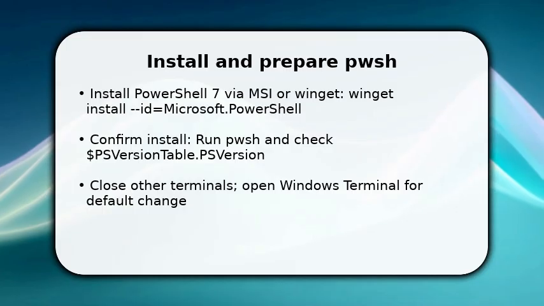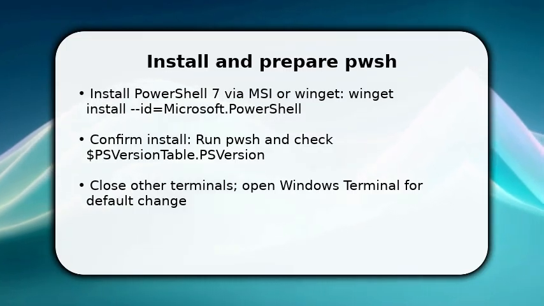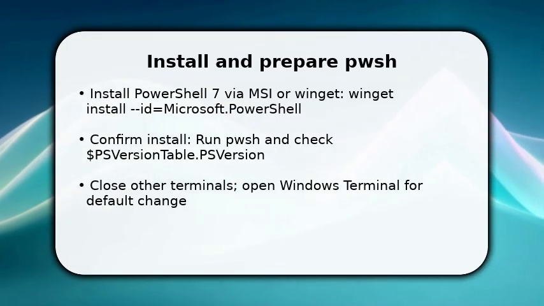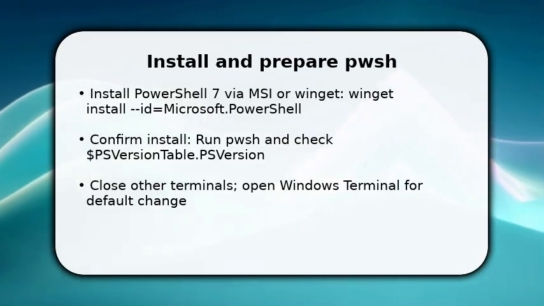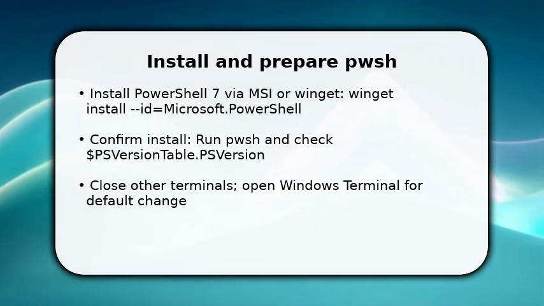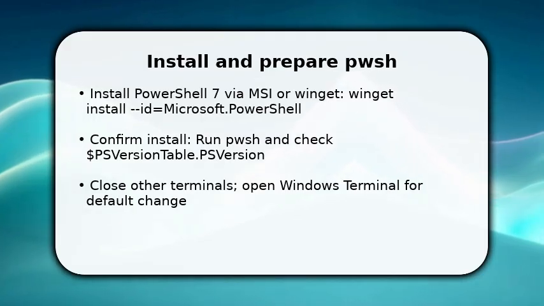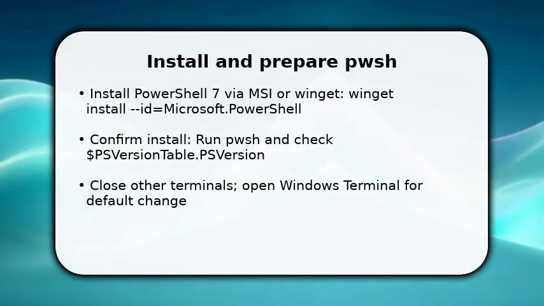Next, launch Windows Terminal because this is the easiest place to pick your default shell. Make sure other terminal windows are closed to avoid confusion. You will switch the default profile there. This changes which shell opens when you press your launcher shortcut or start Windows Terminal from the taskbar.